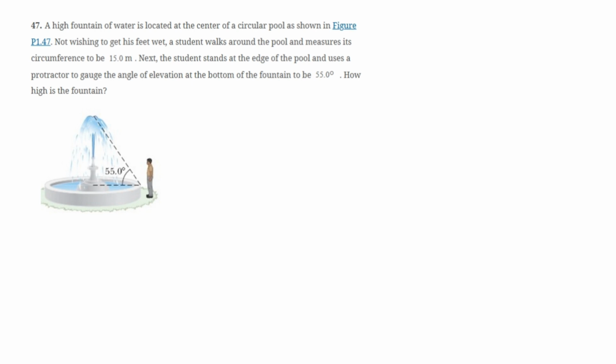So basically, when they ask how high is the fountain, they want to know this dimension, H. Now, what happens? We don't know the radius. There is a radius here, but this radius is unknown. Since the radius is unknown, how can we calculate it? Oh, we know the circumference.